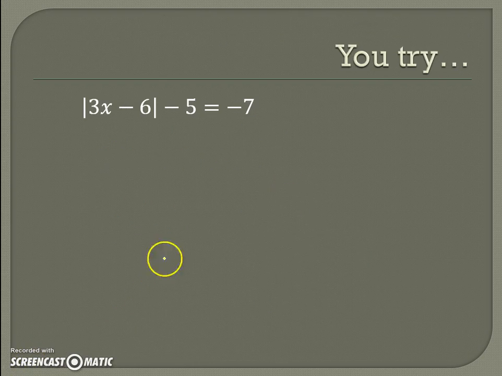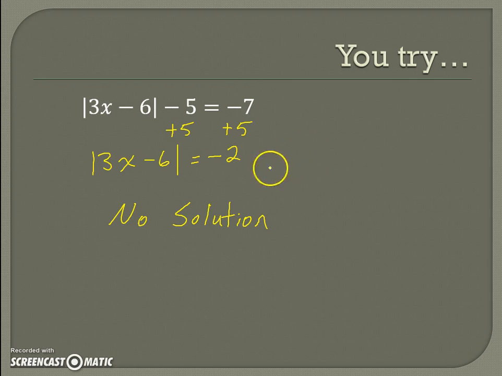All right, so here's one for you to try. Go ahead and try to figure that one out on your own. All right, so hopefully you got the same thing here. This comes out with a negative number, so that is a no solution as well. Just be mindful of that. Keep that in the back of your mind because that could sneak up on you if you're not paying attention.